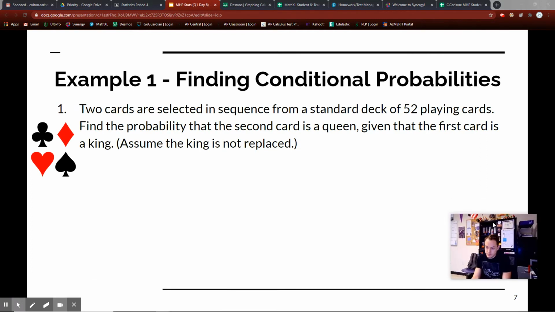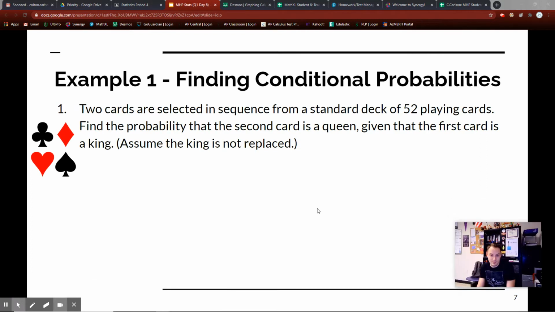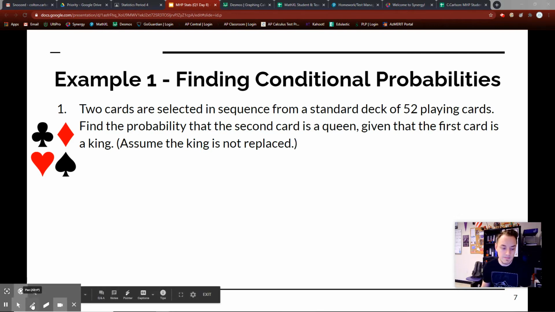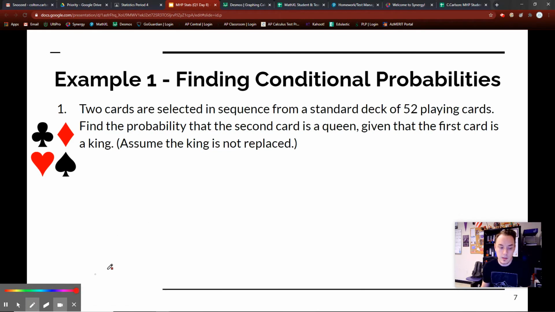Two cards are selected in a sequence from a standard deck of 52 playing cards. Find the probability that the second card is a queen, given that the first card is a king. Now, you're going to assume that the king is not replaced. What does this mean? It's going to look like this: the probability of a queen given that the first card is a king.